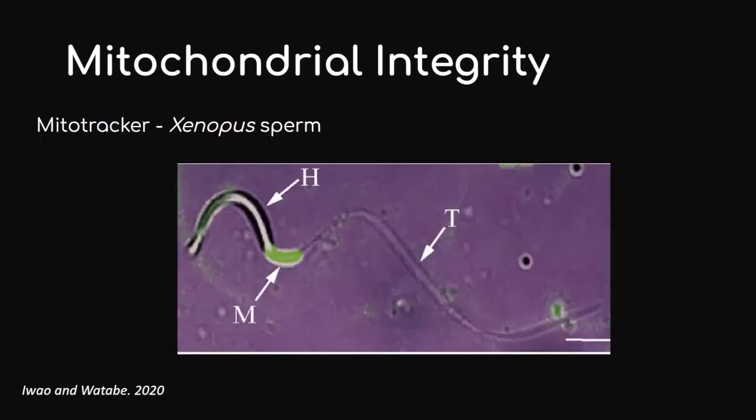So then if you're just more interested in visualizing where the mitochondria are, or whether maybe they've been cleaved off during cryopreservation, you can use something like MitoTracker. There's MitoTracker in a few different colors. This is an example from a paper with Xenopus sperm. You can see the green fluorescence of the mitochondria. I don't know if you can see my cursor, but it's just here at the bottom of the head.